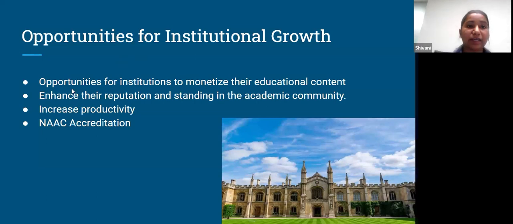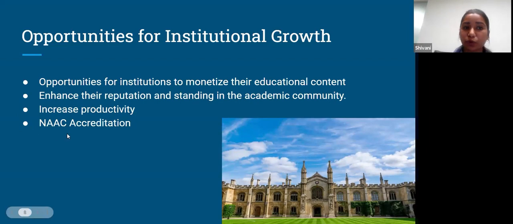Second, we have enhanced reputation and standing in the academic community, which is also very important for higher education, because it proves that the university is innovative in providing high quality education to the students and also contributes to brand building. Third, we have increased productivity, which is a very good opportunity for institutions to grow, because if every student learns the things at their own pace, then ultimately the productivity of the whole institute will grow.